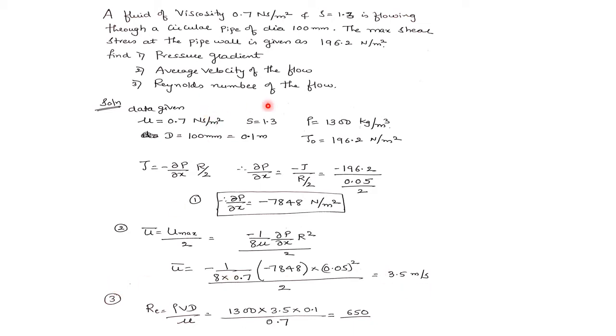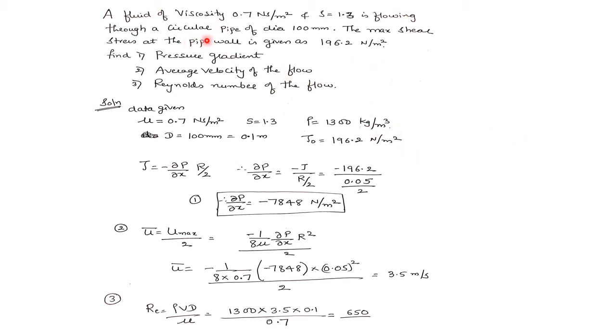Last one, the Reynolds number of the flow, where Re is given by this formula: rho v d divided by mu. Density we have calculated. For velocity, we have to take the average velocity because velocity is not given here. We will consider this average velocity only. Diameter is 0.1, viscosity is 0.7. So the Reynolds number is 650. That means it is a laminar flow. If the Reynolds number is less than 2000, then it indicates the flow is laminar flow. So this is the problem which is based on the flow through the circular pipe.